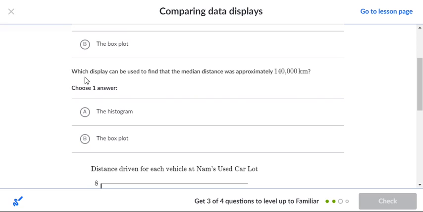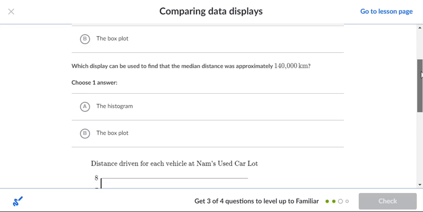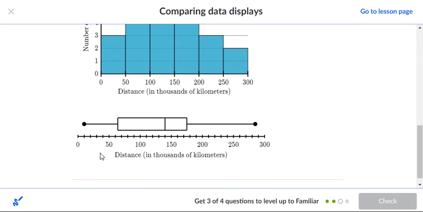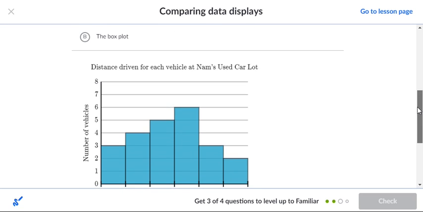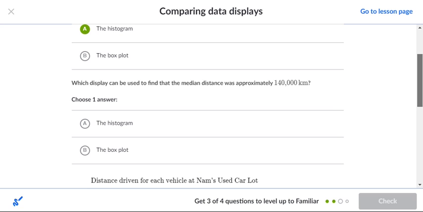Next, it says which display can be used to find the median. Okay, there's our keyword, the median. Remember, the median is found with the box plot, and it was approximately 140,000. If we go here, we see that is true, because this is the median, this is the quartile, this is the low number, this is the highest number. So the median is right here at 140. Now remember, this is based on 1,000, so that 140 is really read as 140,000. So again, since it used the word median, we know that's a reference to a box plot.